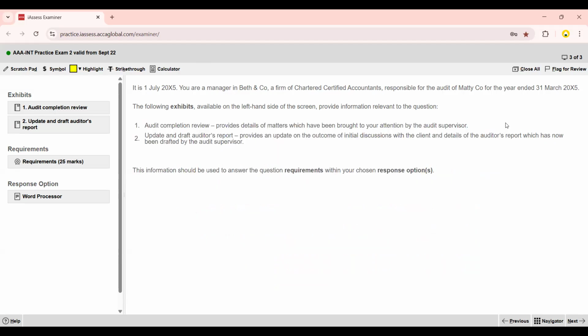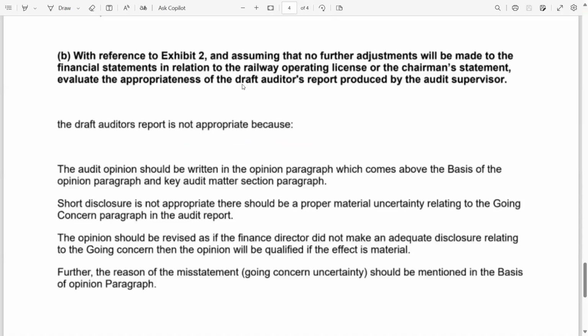Let's move to the answer. With reference to Exhibit 2 and assuming that no further adjustment will be made to the financial statements in relation to the railway operating license or the chairman's statement, evaluate the appropriateness of the draft auditor's report produced by the audit supervisor. The draft auditor's report is not appropriate because the audit opinion should be written in the opinion paragraph, which comes above the basis for opinion paragraph and key audit matter section. The short disclosure is not appropriate. There should be a proper material uncertainty relating to going concern paragraph in the audit report.